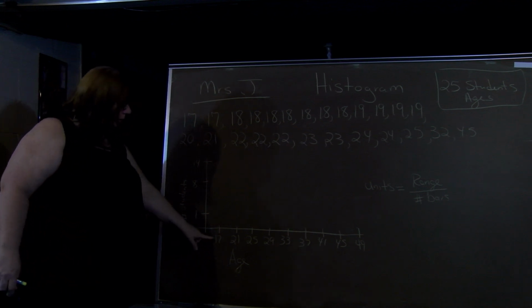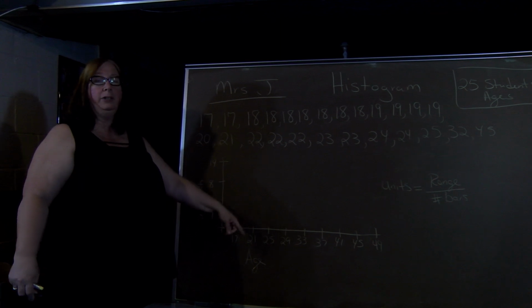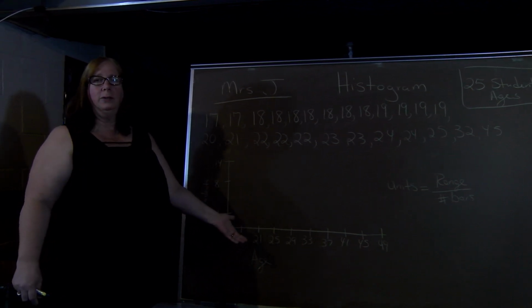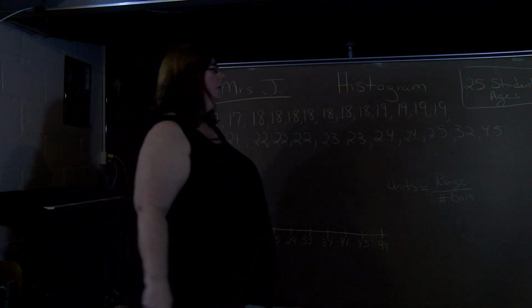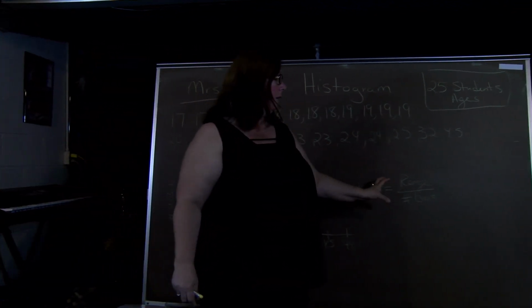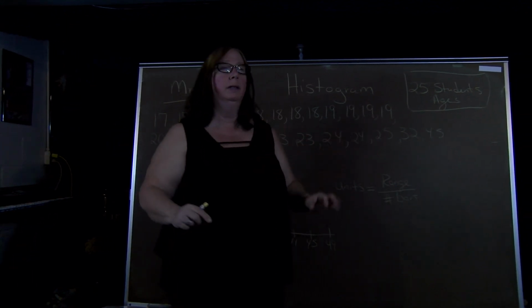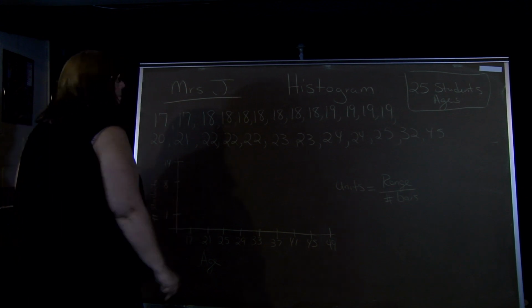Now, notice I counted by units already. I started with my smallest one and made units. How did I get those values though? How do you decide what to count by? Well, to find the units you should count by, you go by the range and then about how many bars you would like, because in your histogram, these are going to come up with bars.